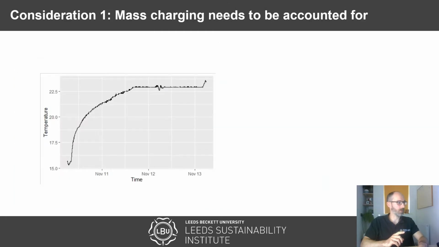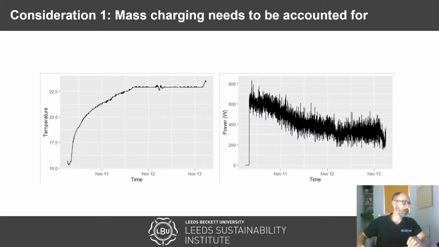The first consideration is that you will have undergone some mass charging. As you switch your coheating test on, your building is going to be very cold, and the fabric of that building is going to be absorbing a lot of your heat energy, and you're not going to be getting up to temperature. So in this case, you can see that for the first 2 days, the temperature was just slowly going up and up and up. And this appears in the power data as well. So for the first 2 days, you have elevated power use, and then it settles down.